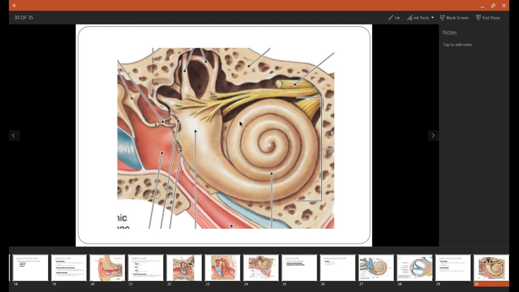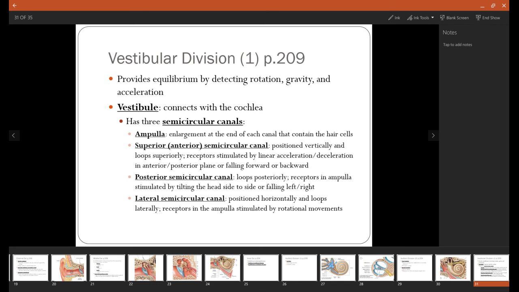So as we take a look, right now, the oval window is covered by stapes, but if we remove it, there'd be an oval shaped hole. And then below it is a round hole called the round window. The vestibular division is actually going to detect equilibrium. And the main part of it is called the vestibule, and it's actually connected to the cochlea.